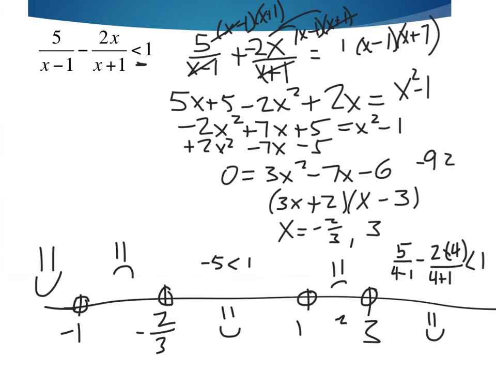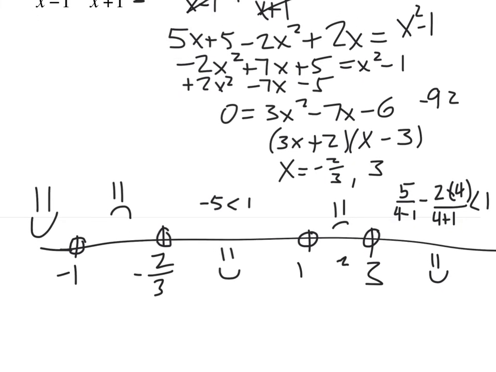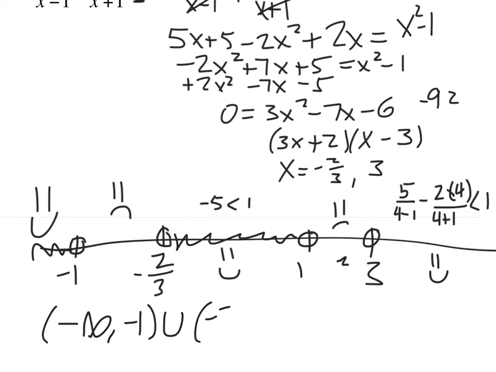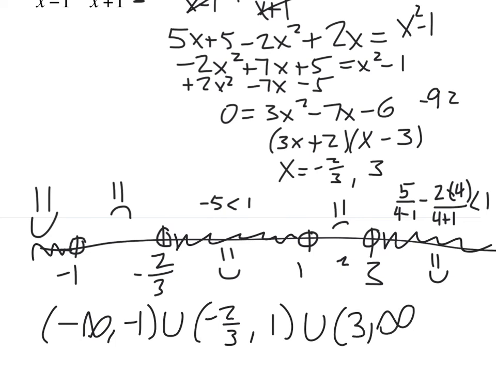So now when I go to this last part to write my interval notation, that's where these open dots sometimes help us out, because we're going to go from negative infinity to negative 1. And then the next section that actually worked was negative 2/3 to 1. So negative 2/3 to 1. And then my last section was 3 to positive infinity. All right, that's our final answer.